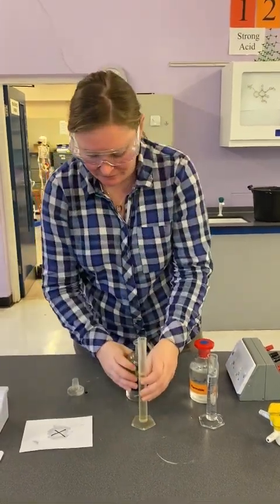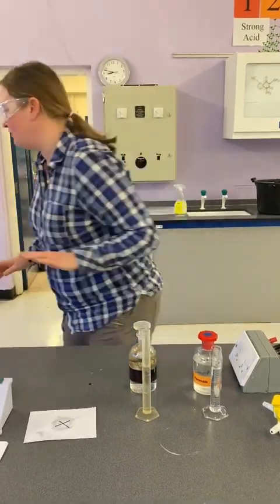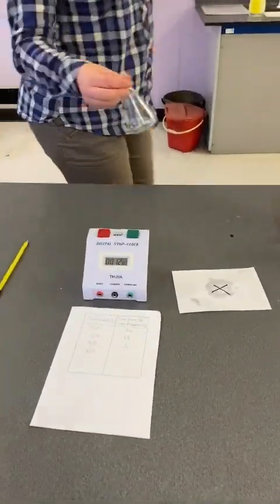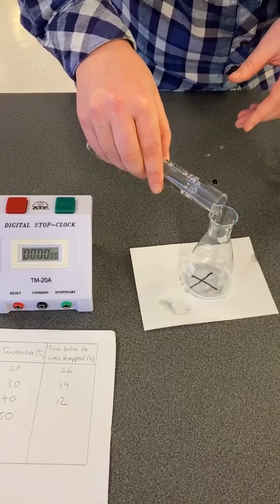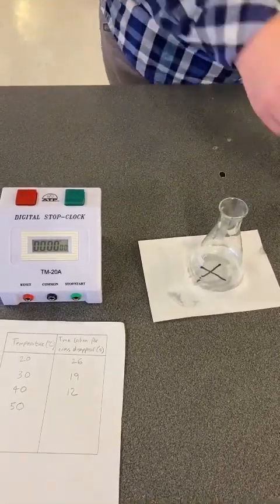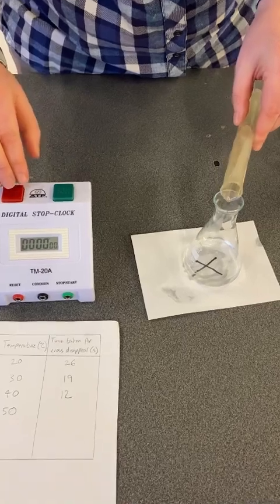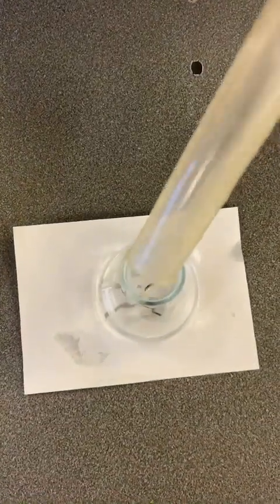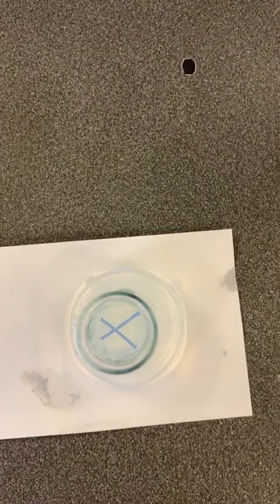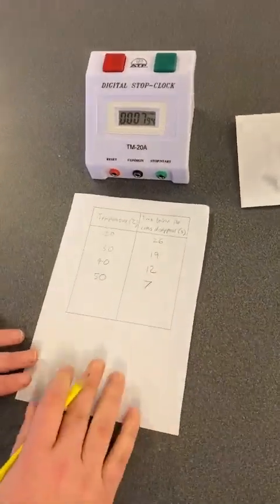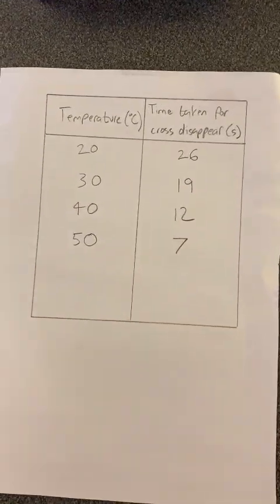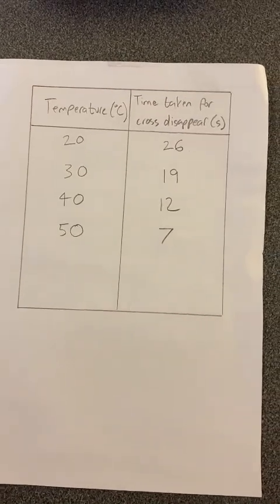There we go. New conical flask. Sodium thiosulfate, acid, 3, 2, 1. Stop. And that only took 7 seconds. So at 50 degrees Celsius, it took 7 seconds for the cross to disappear. And those are our results to show how temperature affects the rate of reaction.